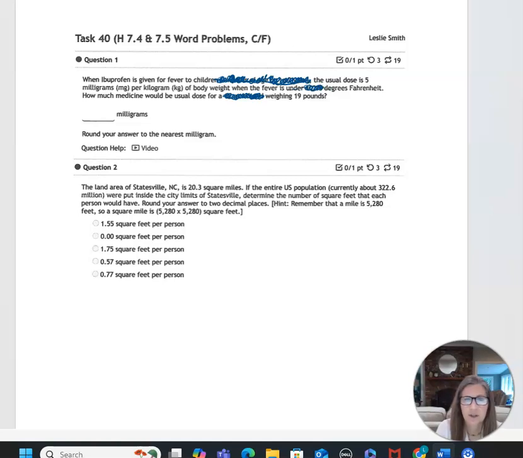So the things that we're dealing with are this 19-pound child and the fact that the child gets 5 milligrams per kilogram. And what you see is the dosage is in kilograms, but yet the child's weight is in pounds. So we need to convert pounds to kilograms. So I'll do 19 pounds. And if pounds is on the top, pounds has to be on the bottom in order to cancel, and kilograms will be here.